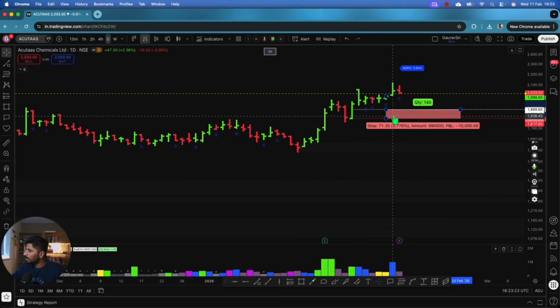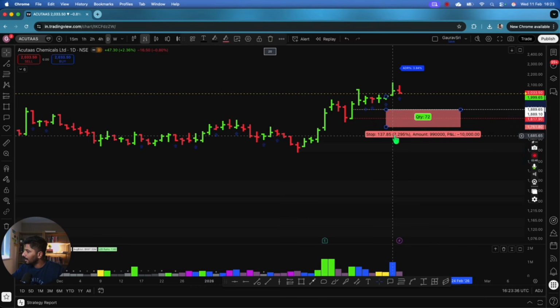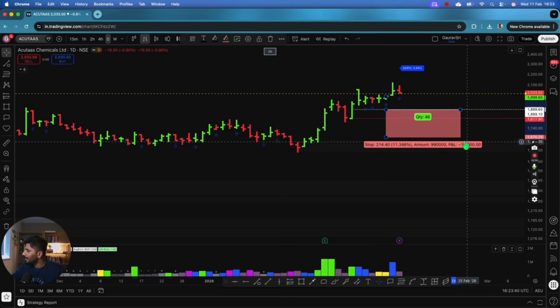So if you see here, it's automatically calculating your position size, your quantity, depending upon your portfolio size. And at any point of time, if I increase my stop loss to, let's say, -7, -9, -10, the overall profit-loss scenario is not going beyond 10K, because I have set 1% of my portfolio size as the fixed risk of the overall portfolio.